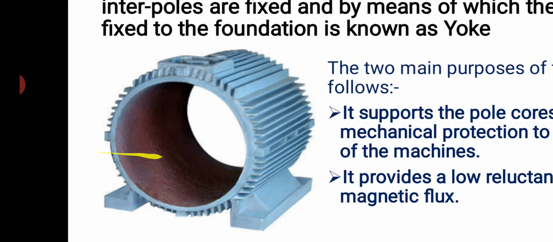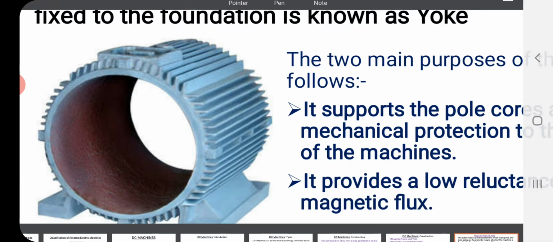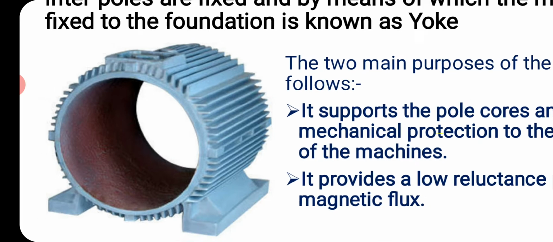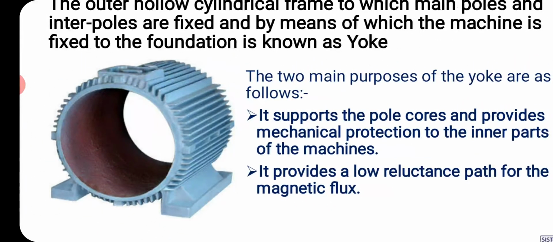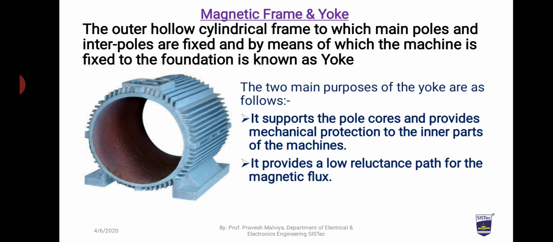Now, this is the stationary part of the DC machine. It's actually a protective cover for the inner parts of the machine. It also houses all the stationary parts of the DC machine.